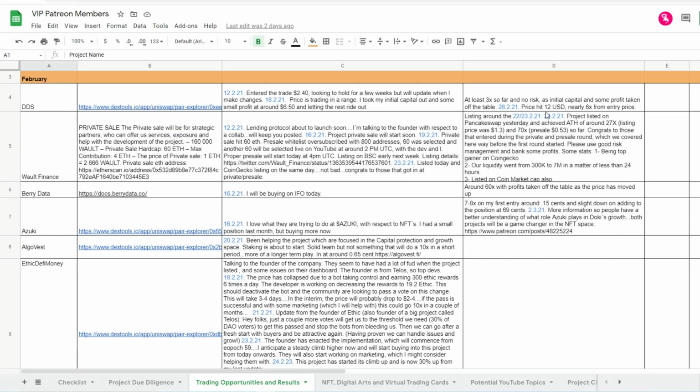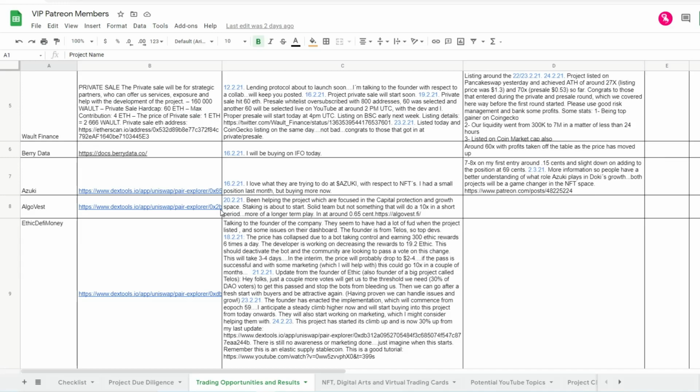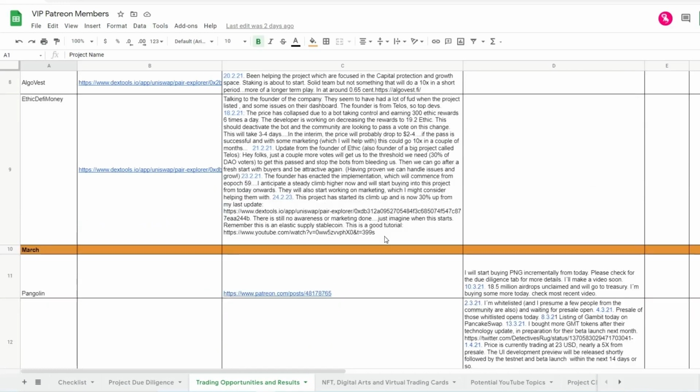We did DDS, which basically did a 6x when we sold most of the position. Wault Finance is more than 100x right now. Berry Data here is a 60x. Azuki, God knows what that's done. It's probably done a 10x, I think. Algo is probably trading around the same price. Ethic is a stablecoin. That's literally now gone.